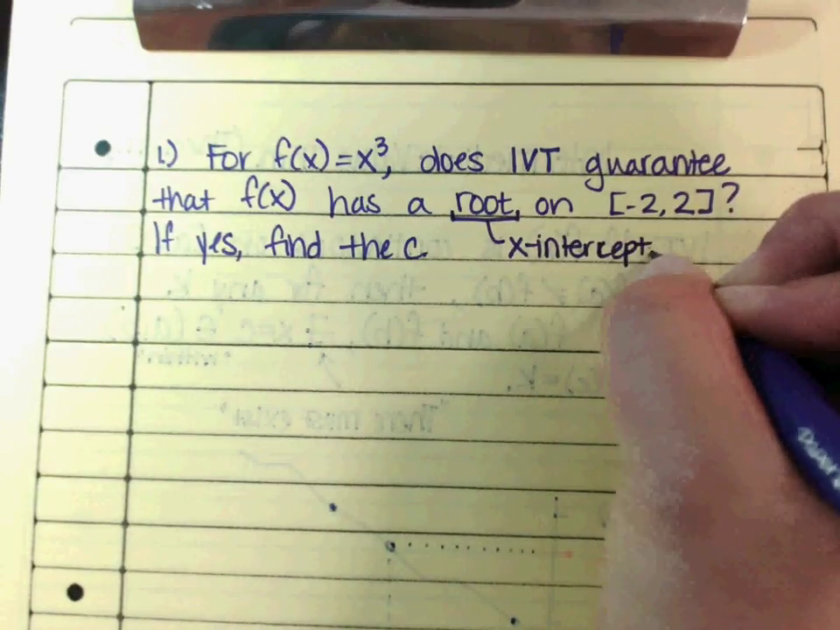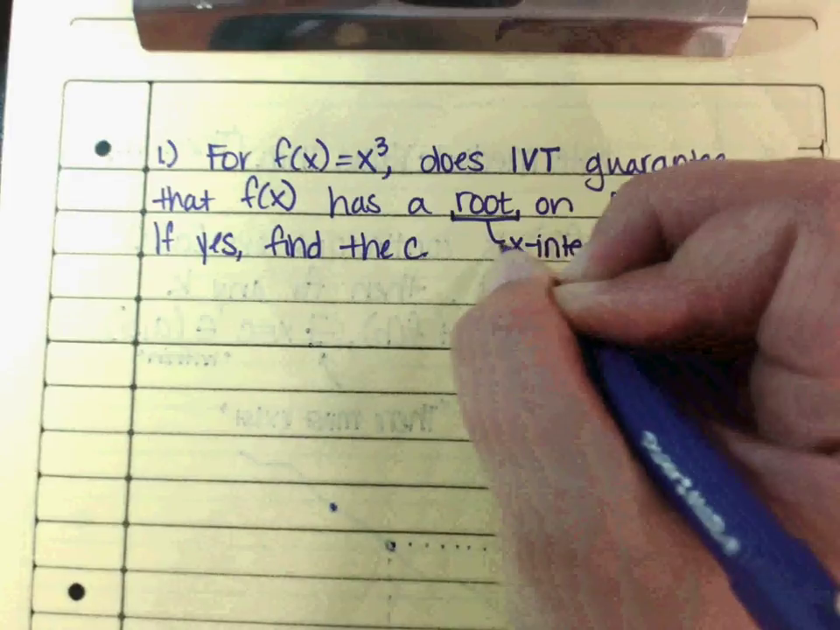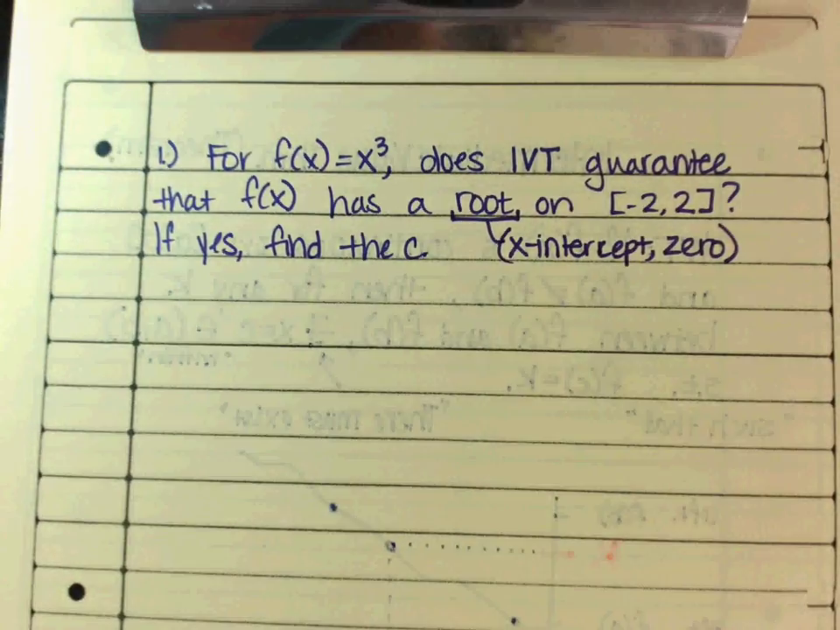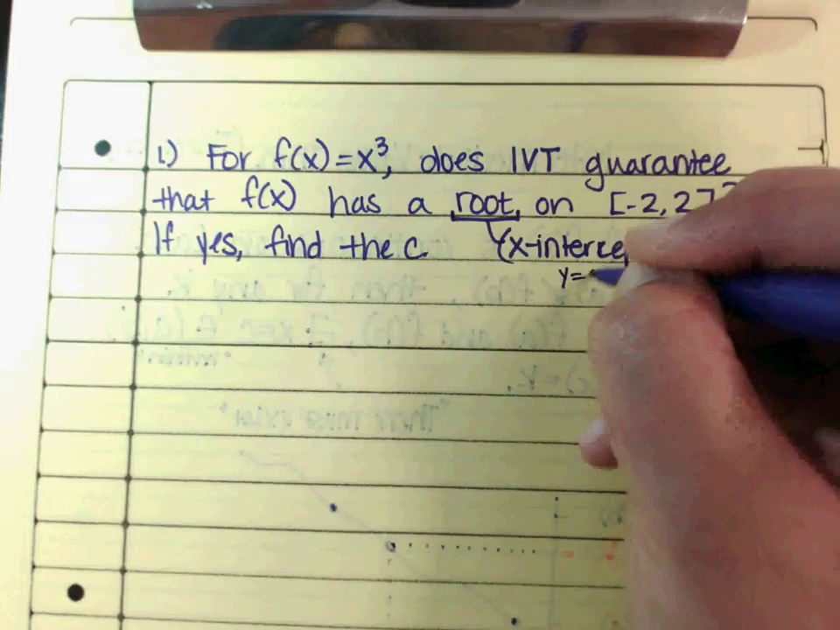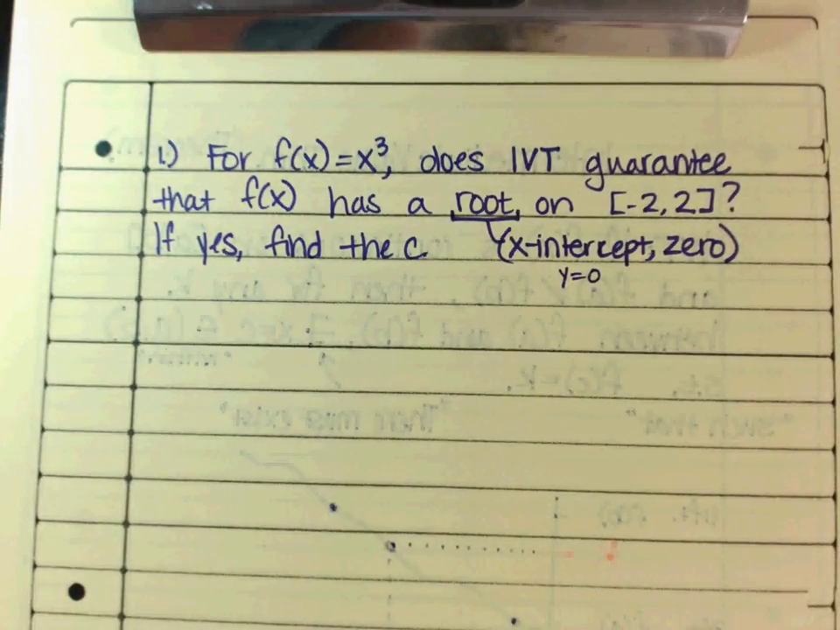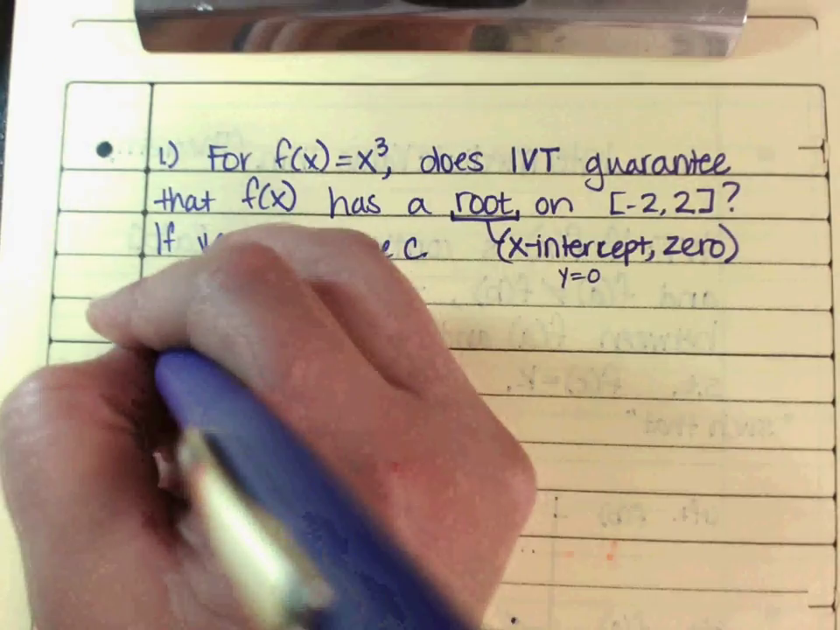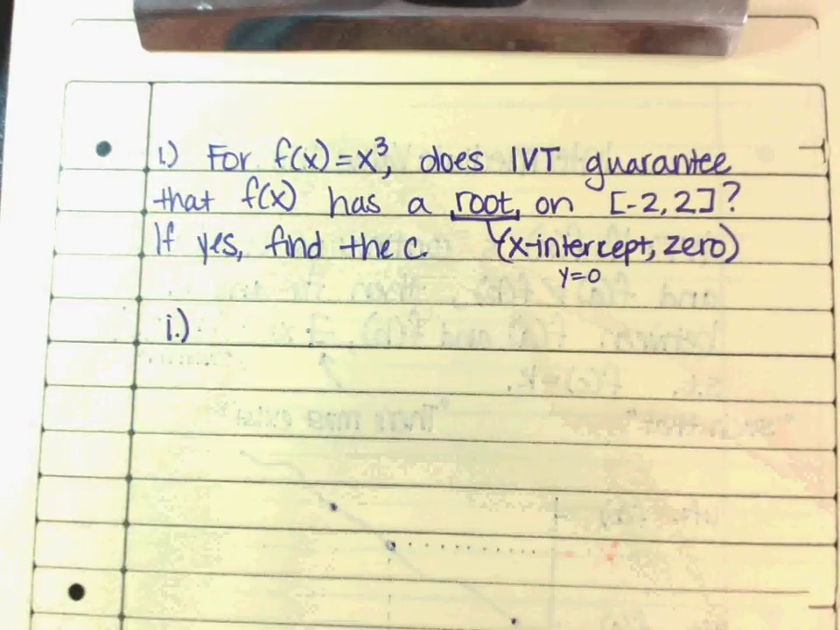And then I thought I heard somebody say it's the 0. That is true. Okay, the words 0 and x-intercept are the same as a root. So if I want my graph to be at the x-intercept, that means that my y has to equal 0, because I'd be on that axis, yeah? Okay, so step 1. What does my graph have to be?